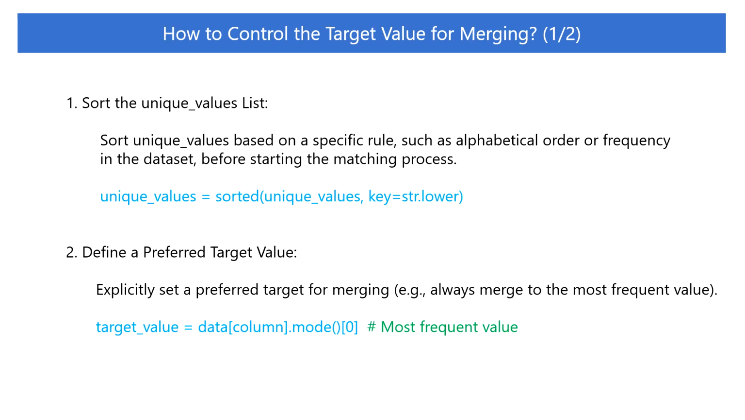If you want to control which value similar entries are merged into, you can modify the reconciliation process. First, sort unique_values based on a specific rule such as alphabetical order or frequency in the dataset before starting the matching process. Then, define a preferred target value. Explicitly set a preferred target for merging. In this example, we calculate the most frequent value and use it as the default.